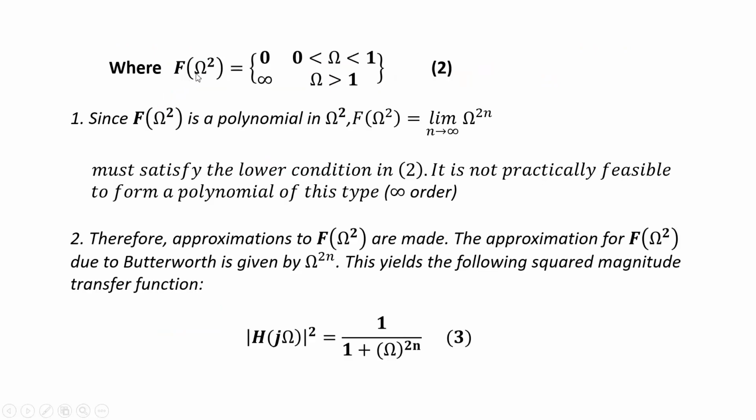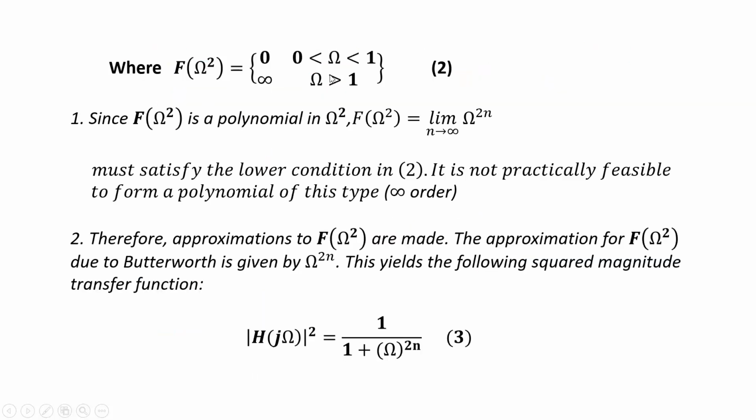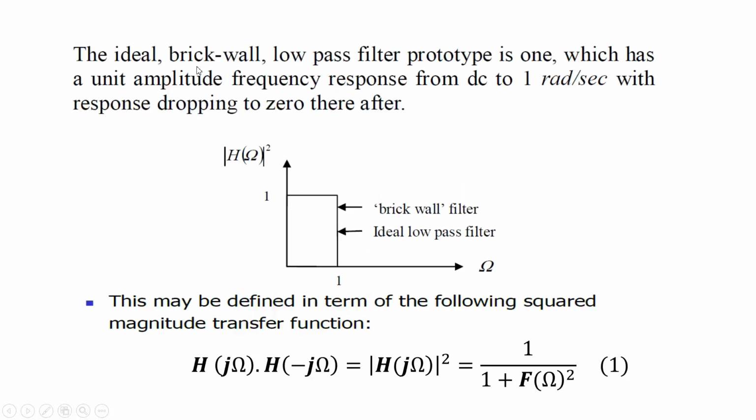Now f(capital omega squared) is 0 between 0 and 1, that's what this filter says. Between 0 and 1, the response has to be 1. When omega is greater than 1, this function goes to infinity. So once this function goes to infinity, the overall response will be 0. So that's the formula by which we can represent this type of filter, the brick wall filter.